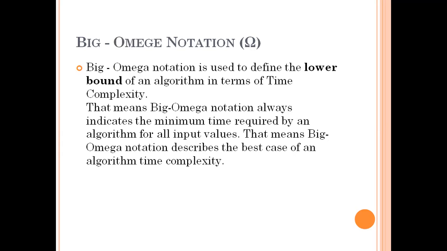Next is the big omega notation. Big omega notation is used to define the lower bound of an algorithm in terms of time complexity. That means big omega notation always indicates the minimum time required by an algorithm for all input values. That means big omega notation describes the best case of an algorithm time complexity. मतलब big omega notation आप कब use कर सकते हैं कि जब आपको एक algorithm execute करने में minimum time required है. It indicates the best case time complexity.